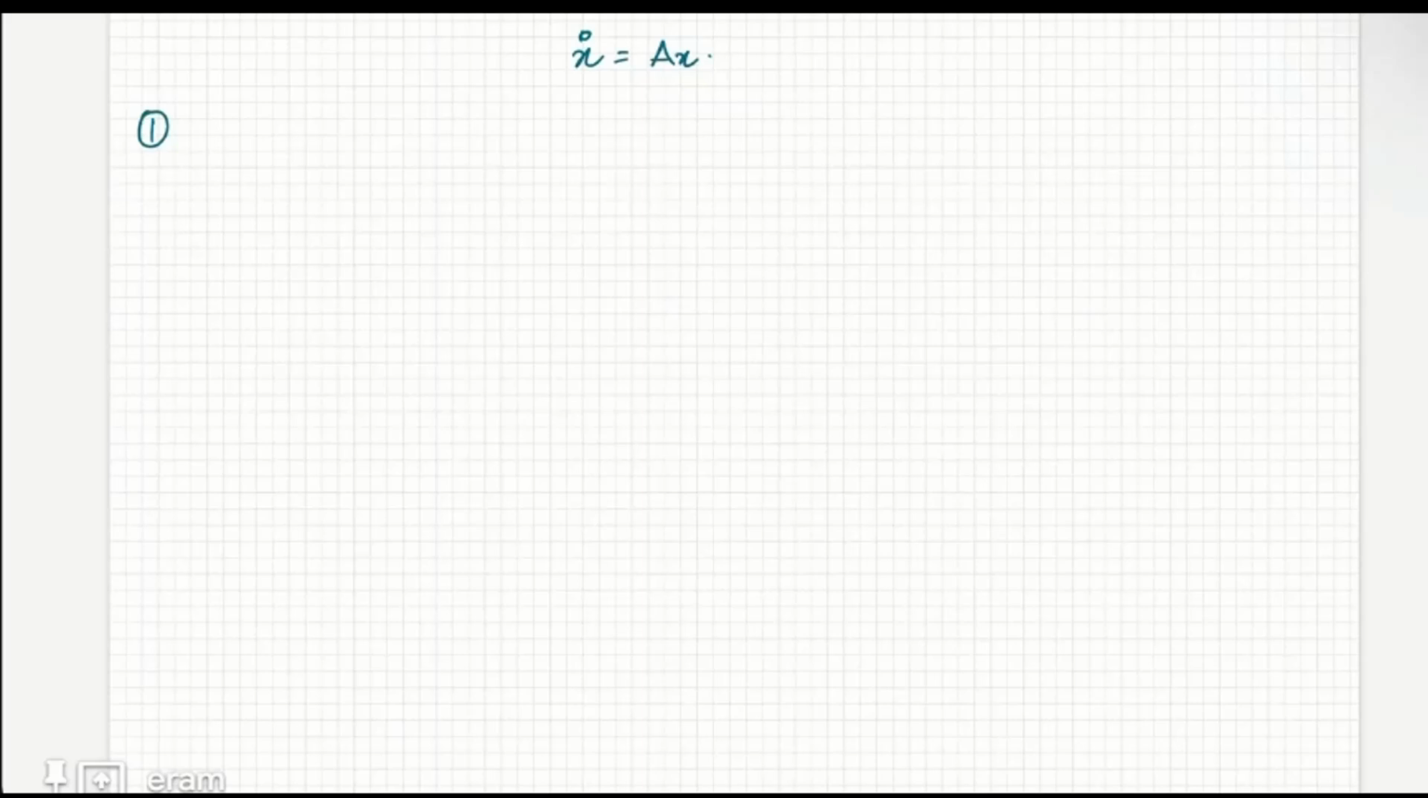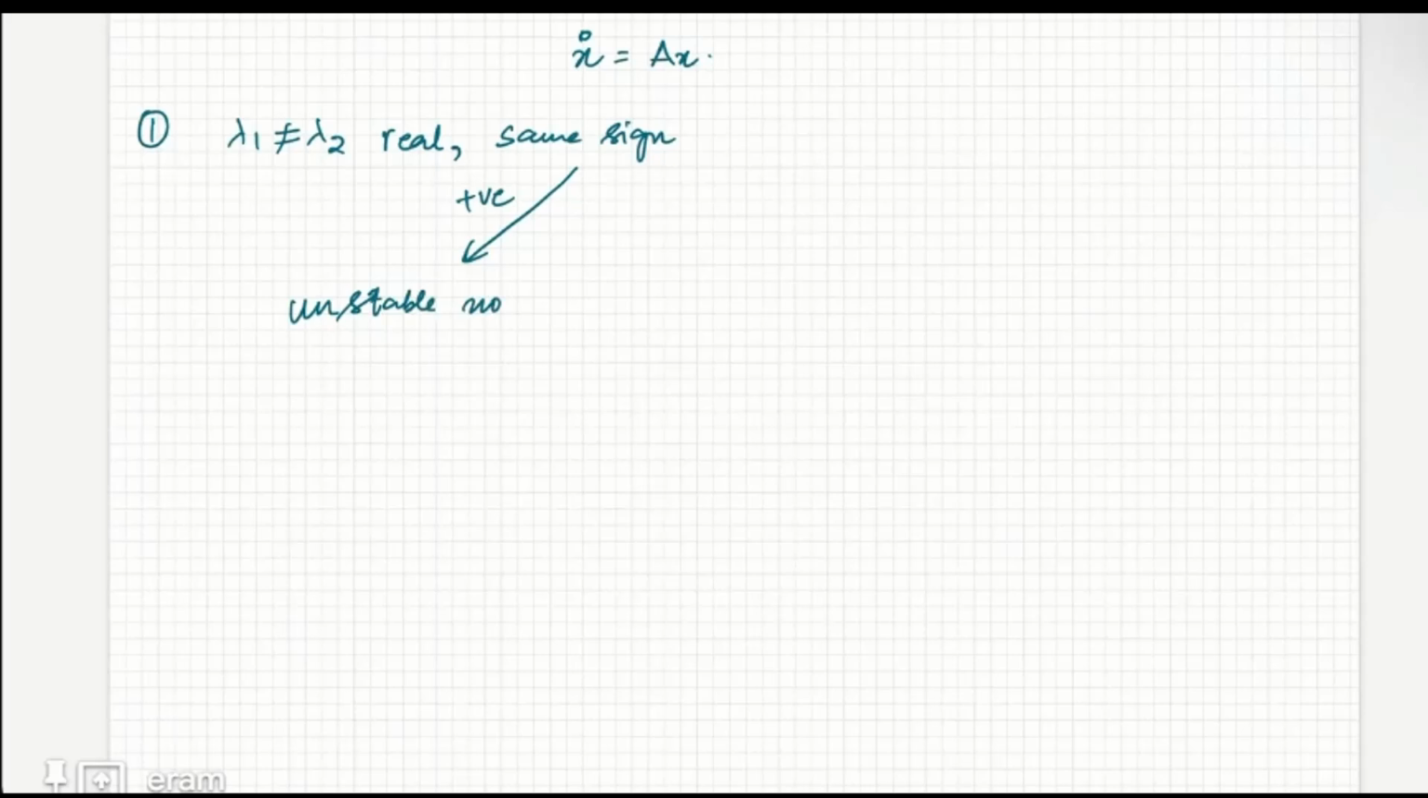In the first case, the eigenvalues are not equal, they are real and have the same sign. If the sign is positive we have an unstable node, and when the sign is negative we have a stable node. That means all the trajectories will converge towards the equilibrium point, which is 0 0 in this case, and obviously we are talking about a second order system.